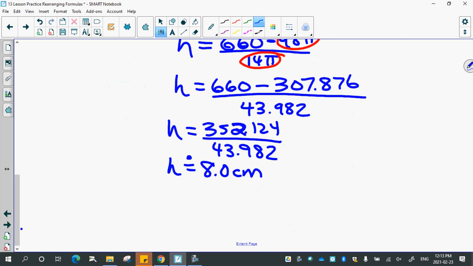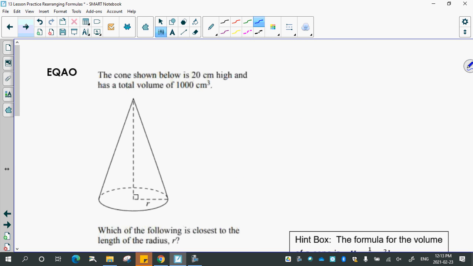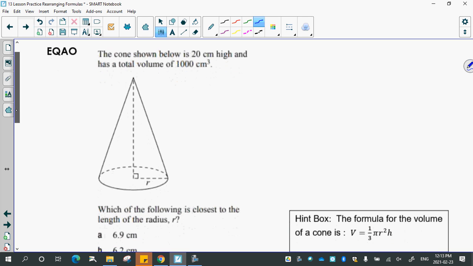All right, last question, I think it is. This is an EQAO question. The last one was 2. The cone shown below is 20 centimeters high, so I can add that in for height here, and has a total volume of 1,000 cubic centimeters. Which of the following is the closest to the radius? And then it gives you a hint box with the formula in it.